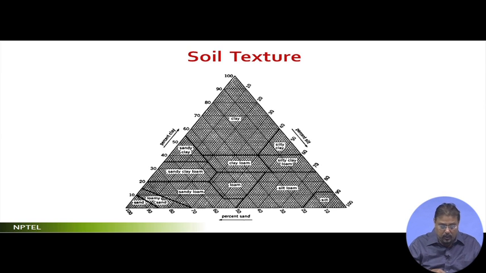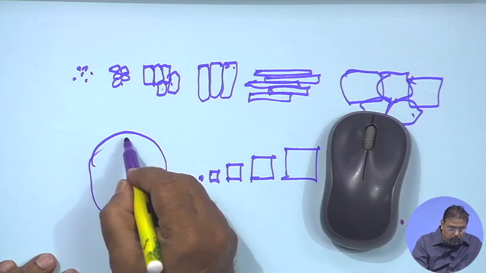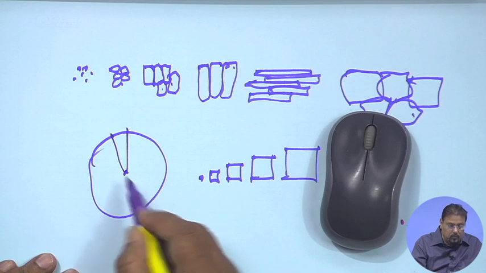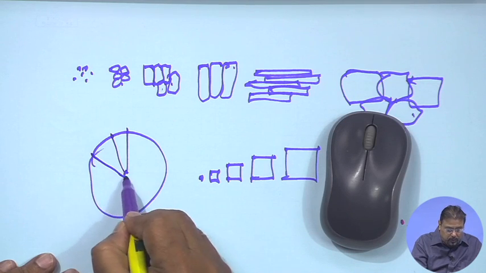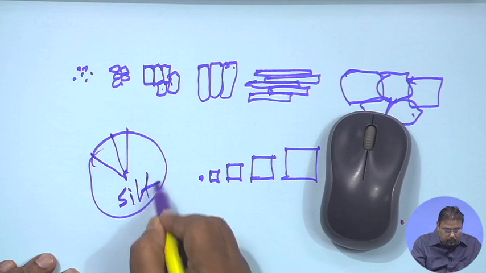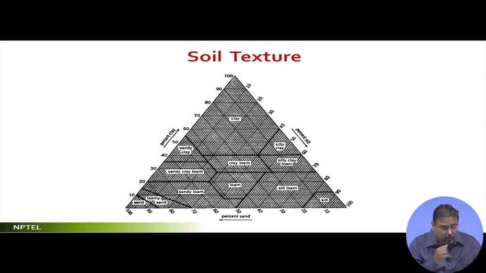If I now take a portion in which I found that 10% is clay and 10% is sand and the rest is silt, so naturally this is silt, and so it is basically a range. And within that itself, there is a characteristic which is called loam. Loam means basically a good proportion of all these.